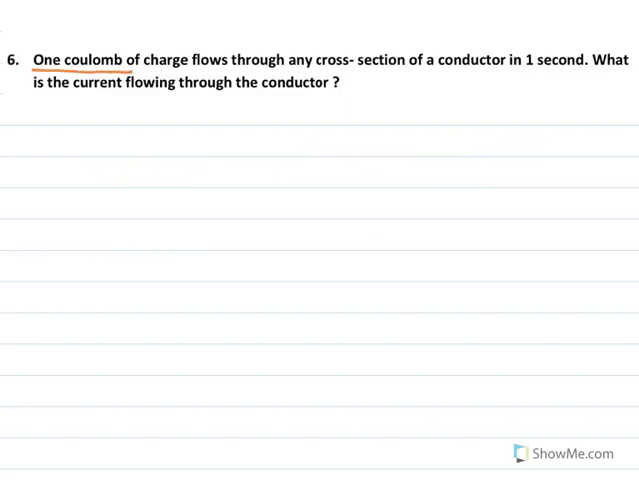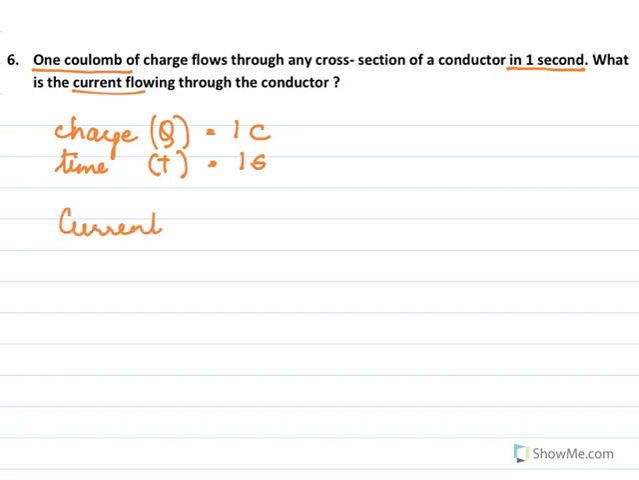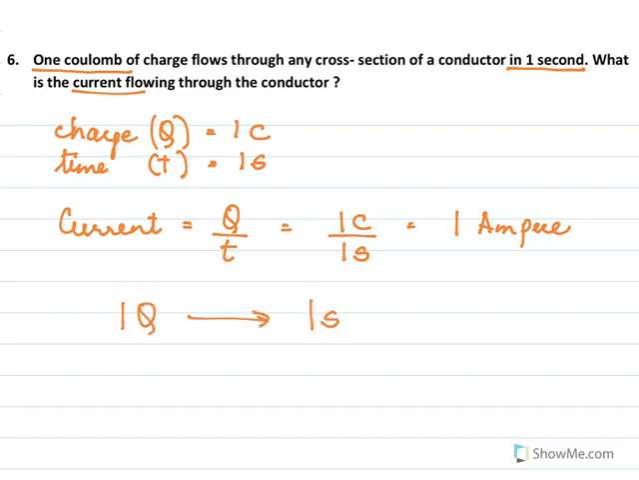1 coulomb of charge, which we denote as Q, flows across a cross section of a conductor in 1 second. So time, which we denote as T, is 1 second. What is the current? The formula for current is charge per second, so it is charge over time. Here 1 coulomb charge, 1 second. So this would be 1 ampere. So ampere can be defined as the current when 1 coulomb flows for 1 second.